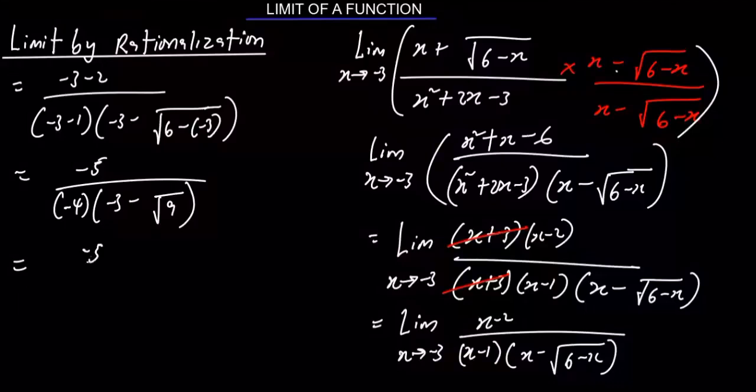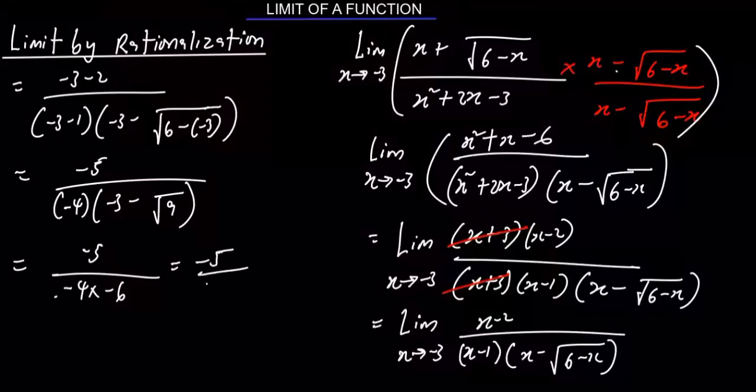So minus 5 all over minus 4 multiplied by, in this part, minus 3 minus 3. That will give me minus 6, and minus times minus will give me plus. I have minus 5 over 24. Minus 5 over 24, so 4 times 6 is 24. All right. That's it.